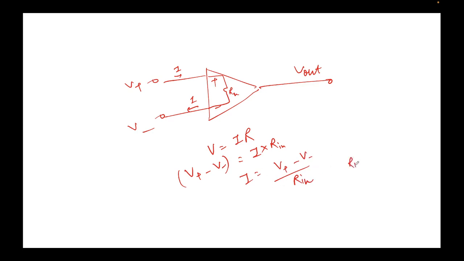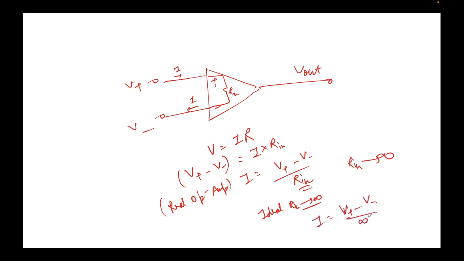Very good. Now this is a real resistor, this is a real life scenario. In the ideal scenario, I told you Rn tends to infinity, so let's put infinity here for ideal. This is a real op-amp. For ideal, put the limit Rn tends to infinity, and you will get V plus minus V minus over infinity. This will come out to be 0. So this current is 0, which makes sense. Rn equal to infinity means open circuit, so no current can flow here, right?